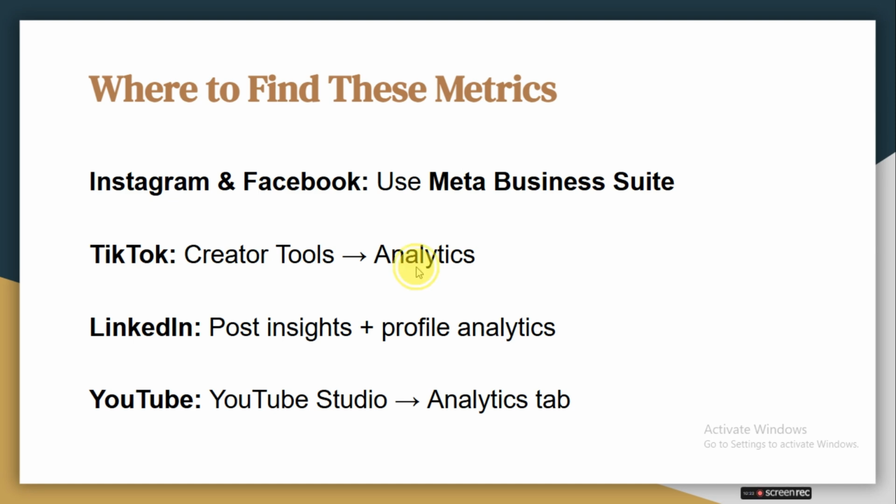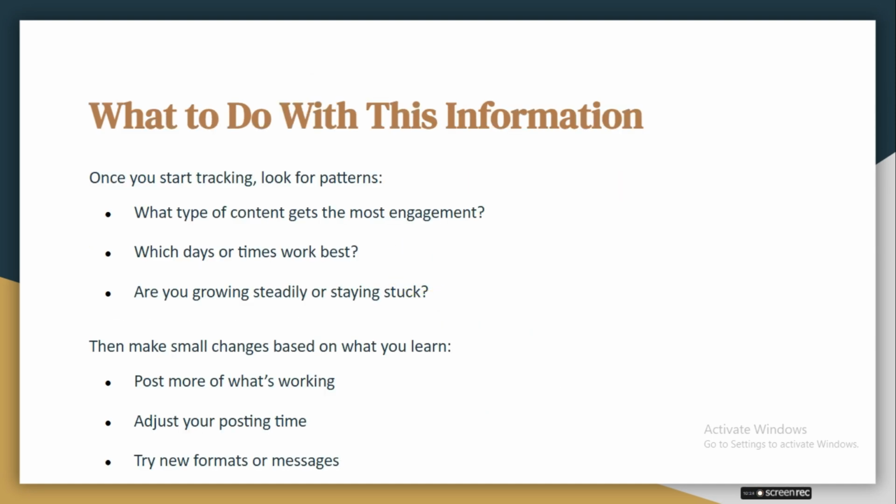What to do with this information. Once you start tracking, look for patterns. What type of content gets the most engagement? Which days or times work best? Are you growing steadily or staying stuck? Then make small changes based on what you learn. Post more of what's working. Adjust your posting time. Try new formats or messages.